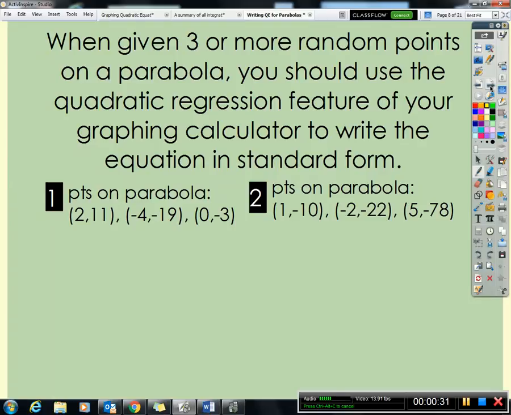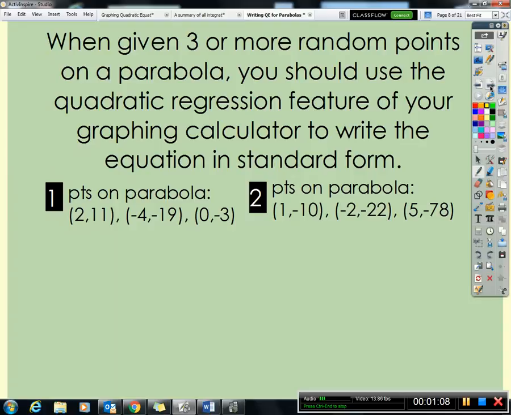What if I give you 3 random points on the parabola and I don't tell you that you got a vertex or an x-intercept? They're just 3 points that fall in the same parabola. Well, there's a very detailed, difficult process at this stage in the game that you could use to find the equations with matrices. Well, that's beyond the scope of this class. But what you do have is your graphing calculator. So let me show you how to do 1 or 2 problems using the regression feature of your calculator.